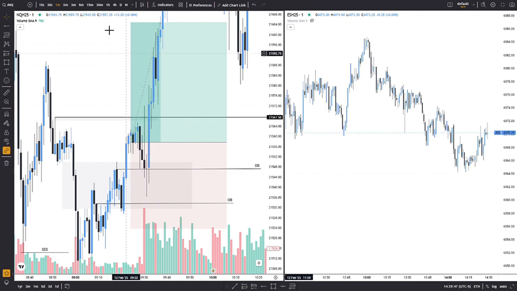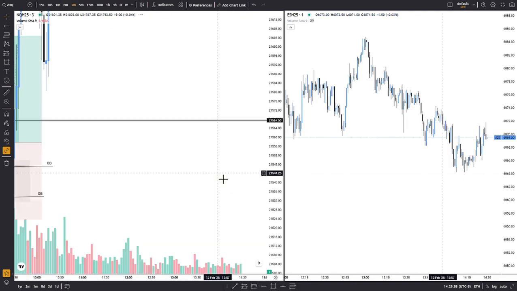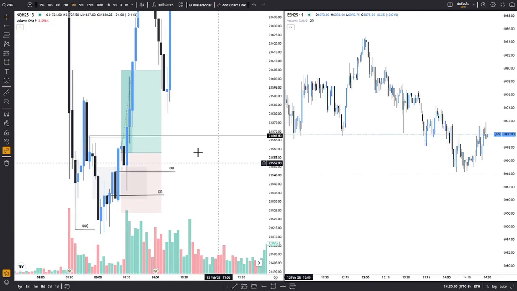It's not really a breaker block, but we respected this inverse fair value gap. We respected this order block right here. We respected this order block. And if we go on the 3 minutes, we made another obvious order block.